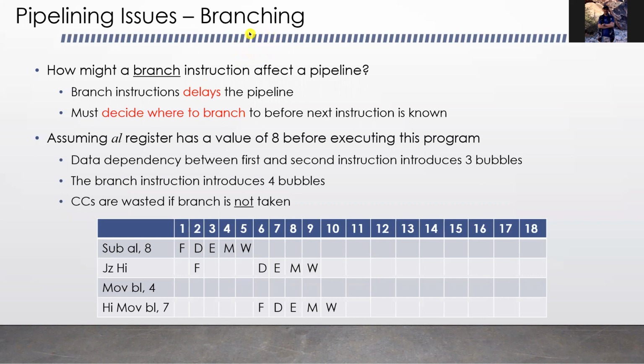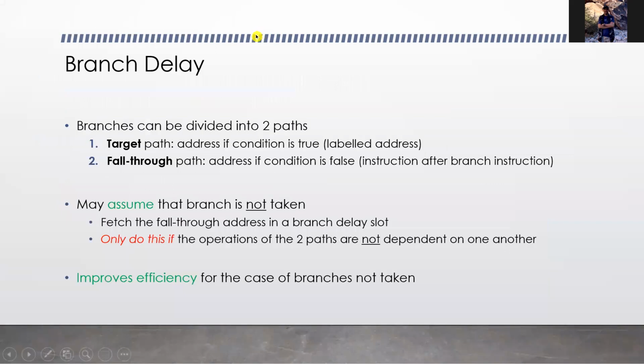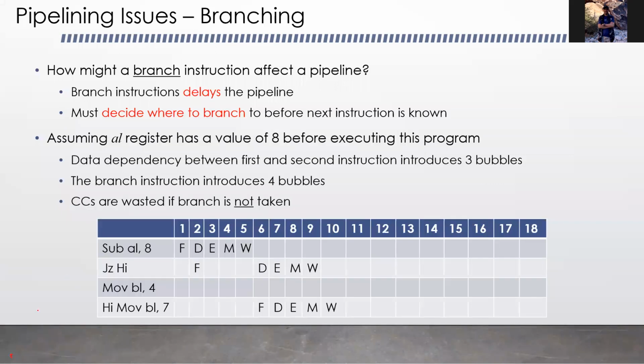Here is the second way of introducing hazards, or stalls, or bubbles into the pipeline, but now it's because of branching. Branching basically is a jump instruction, like jump zero, jump not zero. All these jump instructions can introduce hazards or bubbles into the pipeline. To explain why, I'm going to explain with a code example.